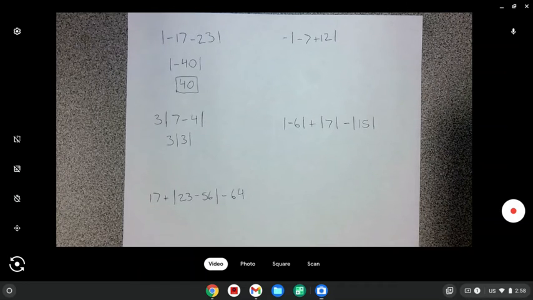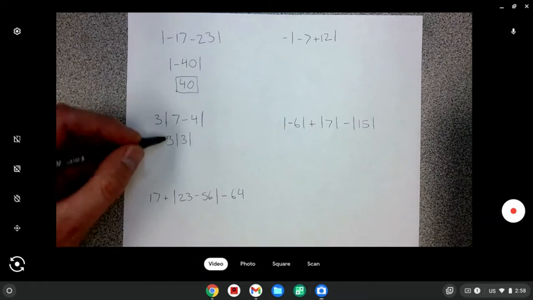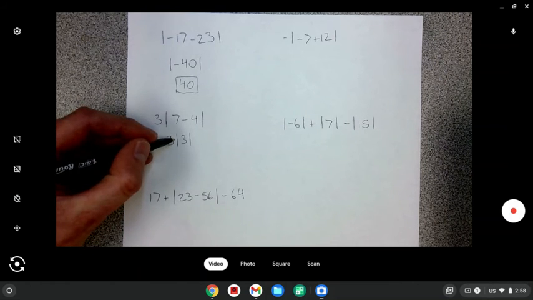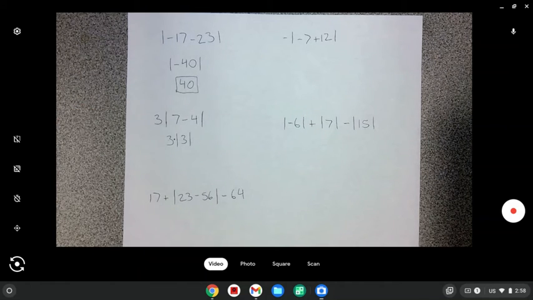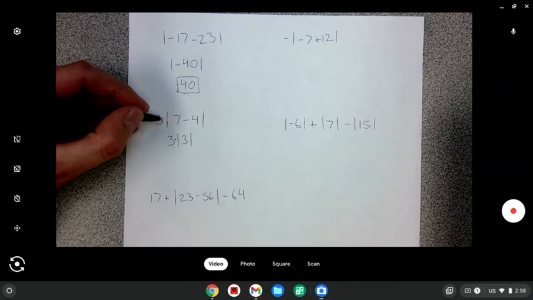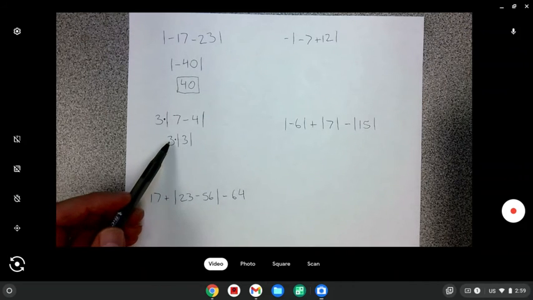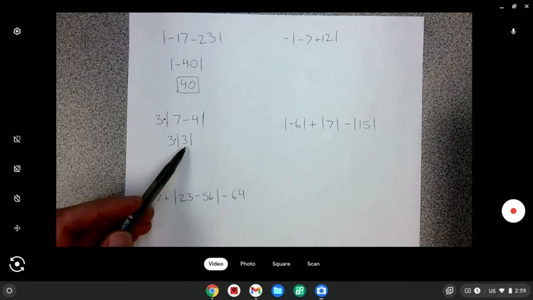Just like with parentheses, if you have a number outside of these vertical bars, it means multiplication. So that multiplication symbol is not written there, but it's effectively a multiplication problem. However, I still can't multiply yet. I need to apply this absolute value first.